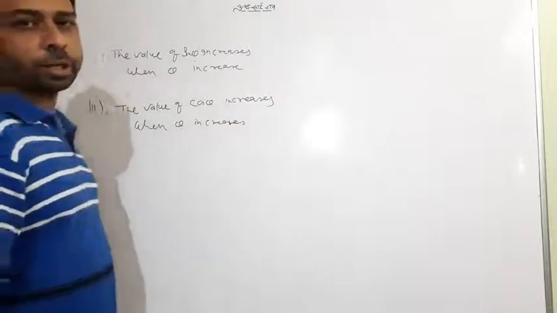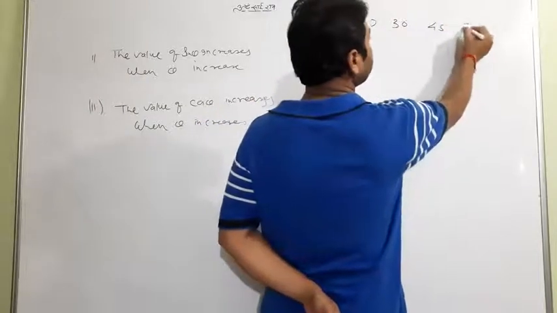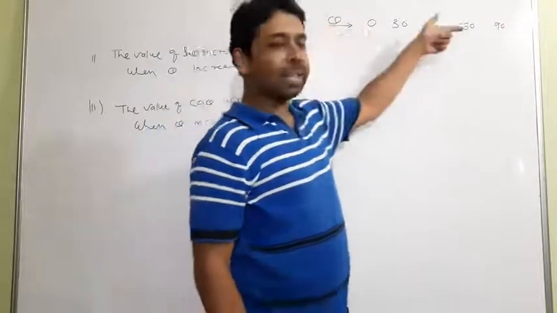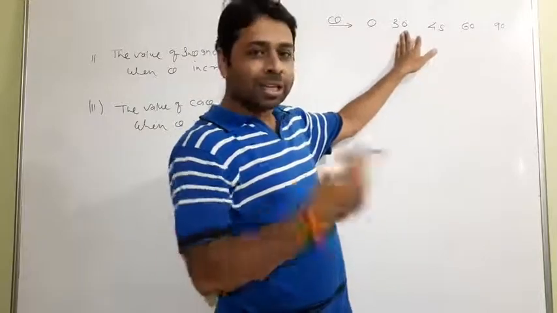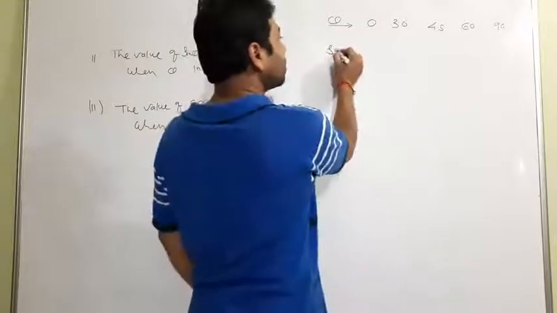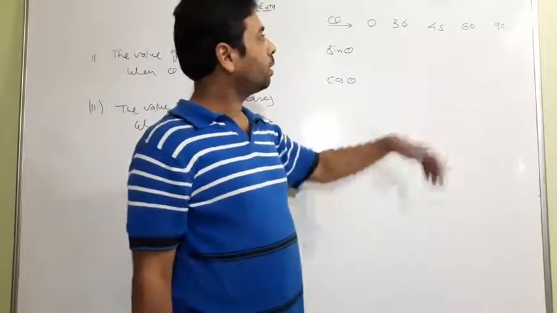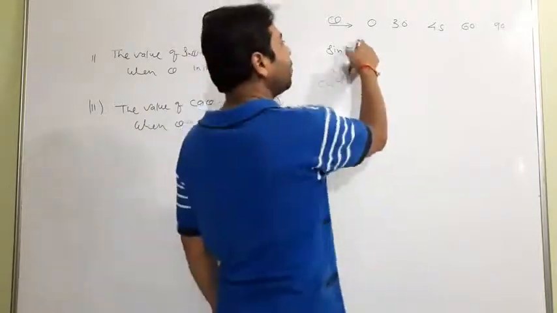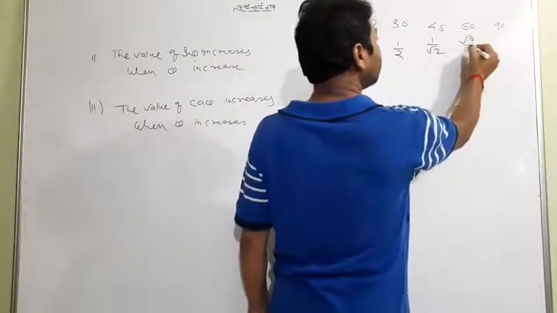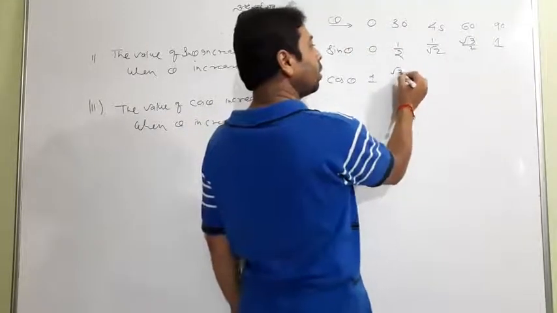What is its meaning? Look at here. I tell you. This is 0, this is 30, this is 45, this is 60, this is 90. This is theta, and look at theta increasing. First it was 0, then it increased to 30, then 45, then 60, then 90. Now we have two ratios, sine and cos, and we want to see their values: sine 0, sine 30, sine 45, sine 60, sine 90. This is cos 0, just the opposite, you know it.